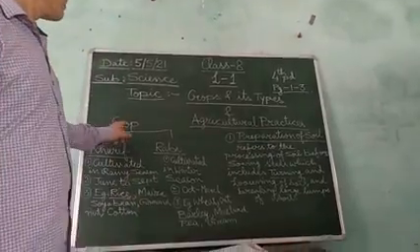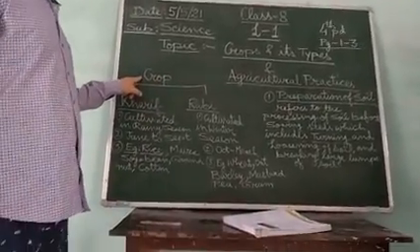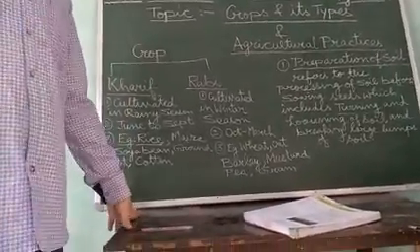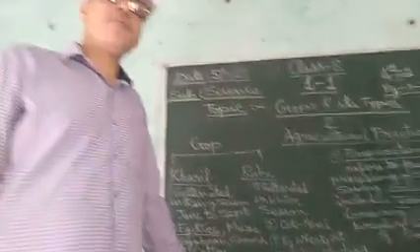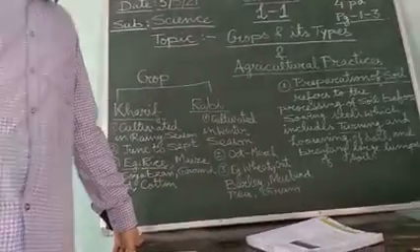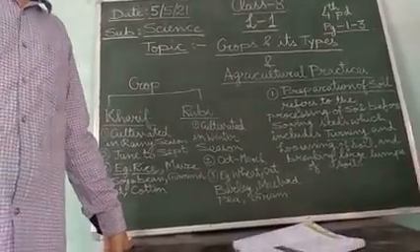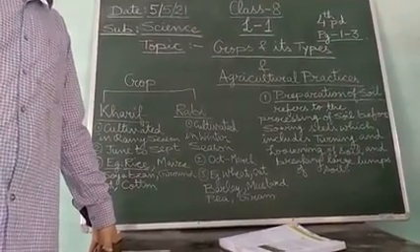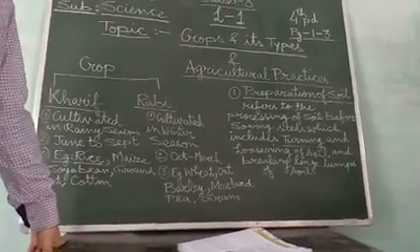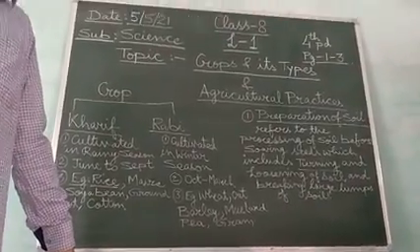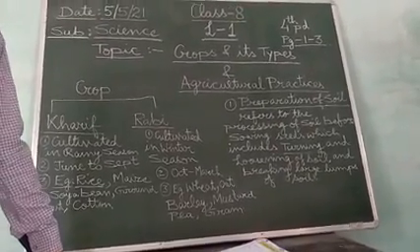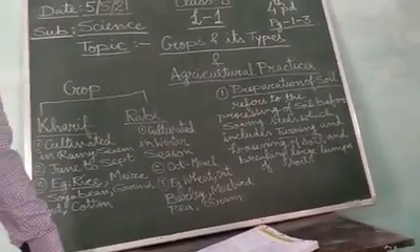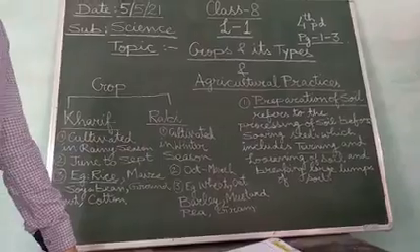Now we will start with the main topic, that is, what are crops. When the same species or the same type of plants are grown on a very large scale in an area or a region, it is called a crop. So if anybody asks you what crops are, you will say that the same group of plants grown on a very large scale in an area is called a crop.